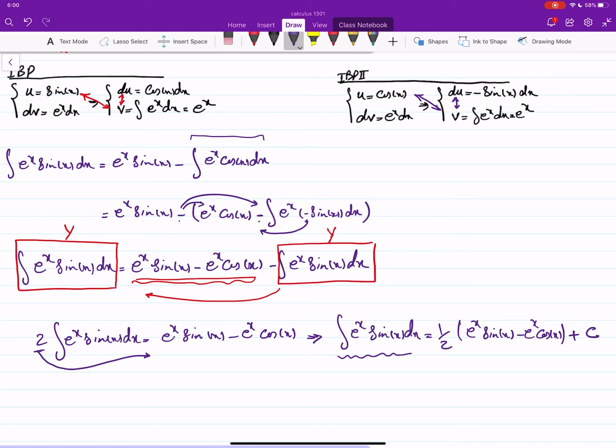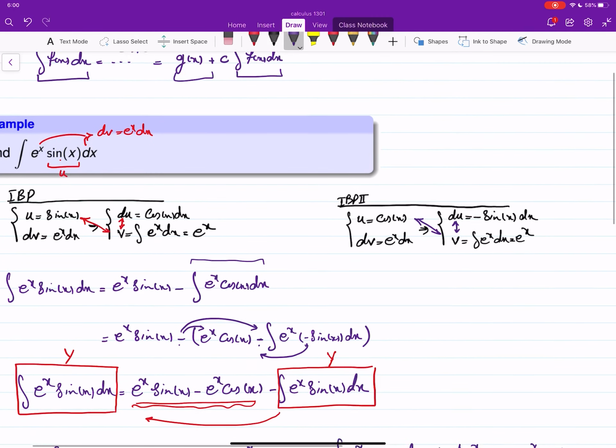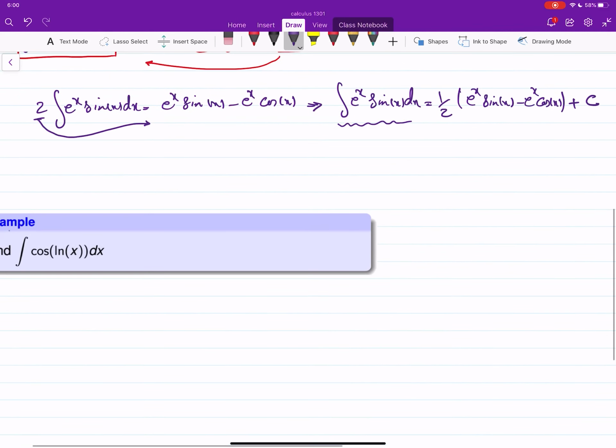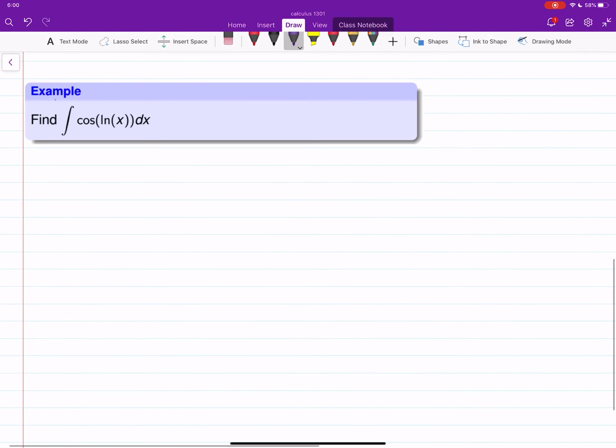The trick that we did right now: apply IBP twice, and then you go back to the original integral, and then solve for that. We will call it the double IBP trick. I have actually another example. I will do this one a little bit fast.